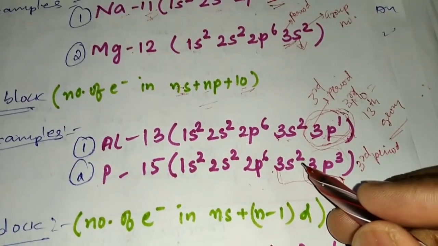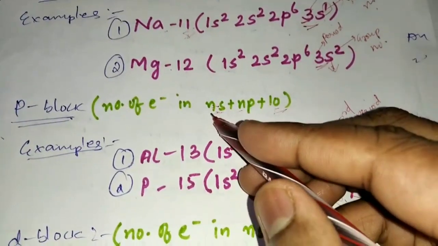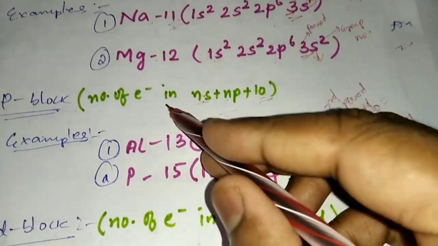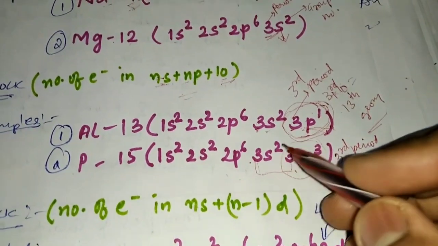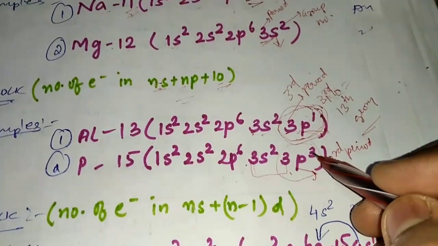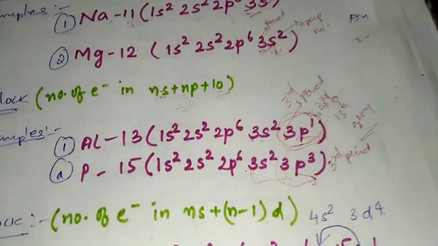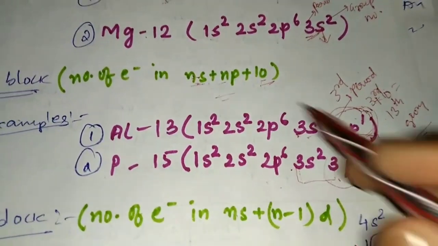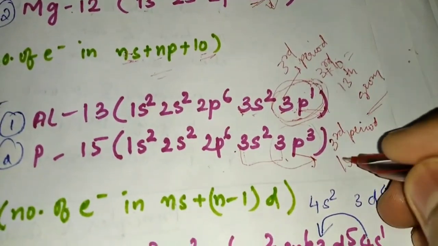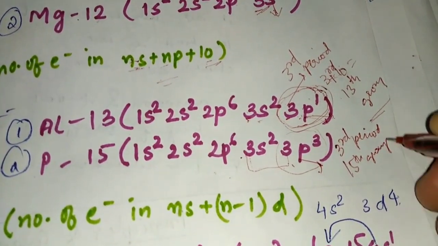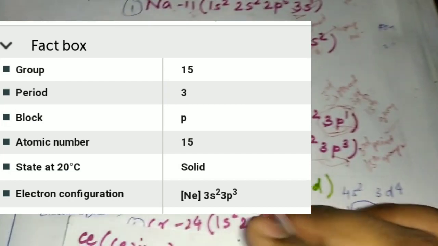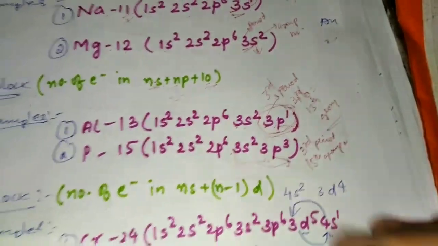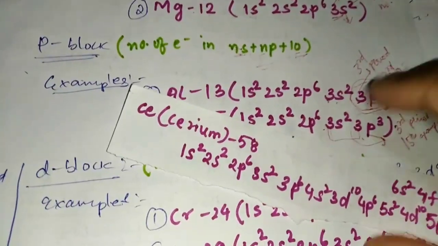And what is the group number here? For the group number you should do ns plus np plus 10. This is the group number formula. The ns has 2 electrons, and the np has 3 electrons. So 2 plus 3 is 5. 5 plus 10 is 15. So it belongs to the 15th group, all of you. You can check it out for phosphorus also. It belongs to the 15th group and the third period. I hope you all are clear with these things also.